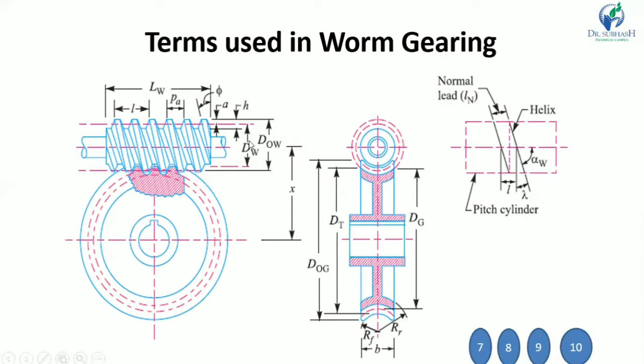Then here you can see this dW is the pitch circle diameter of the worm, DOW is the outer diameter, and this H is the height of this thread.